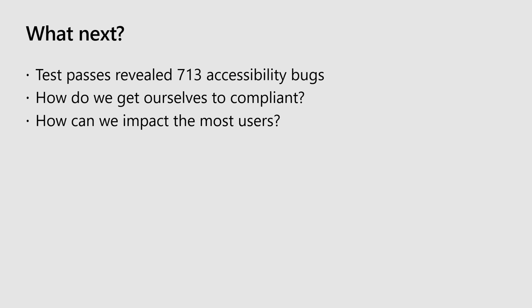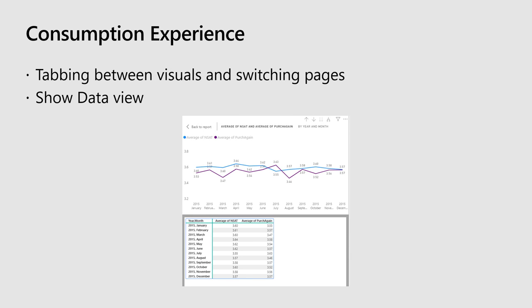We asked ourselves then, how can we get ourselves to that grade level C, and how do we make ourselves compliant? And how can we also impact the most users possible? So a lot of our Power BI users are consumers, and we thought that would be one of the best ways to reach as many people as possible quickly. And so we looked at our consumption experiences first.